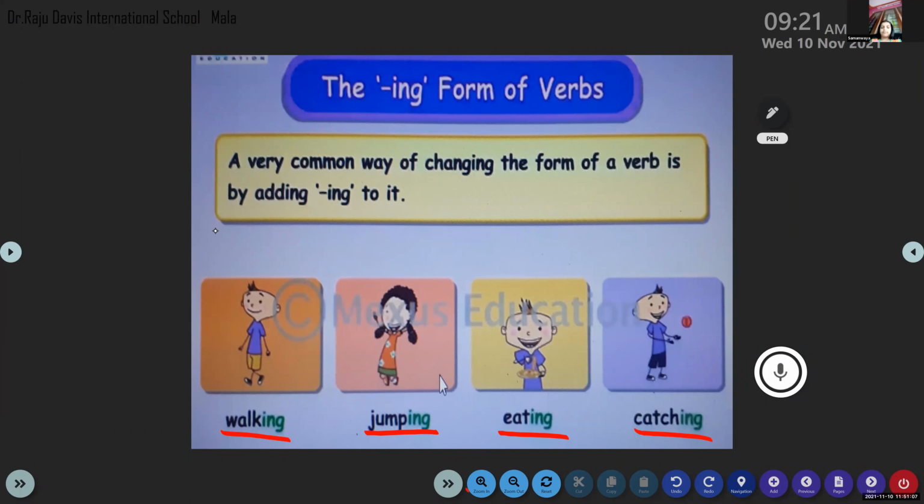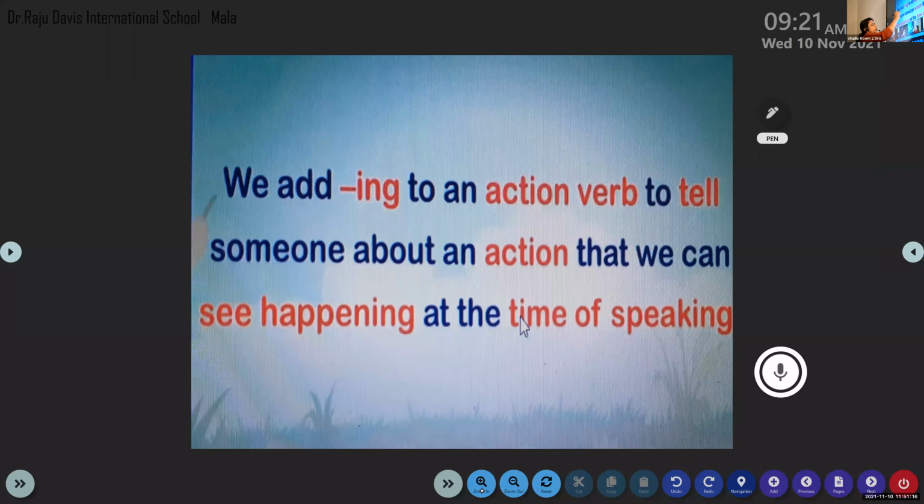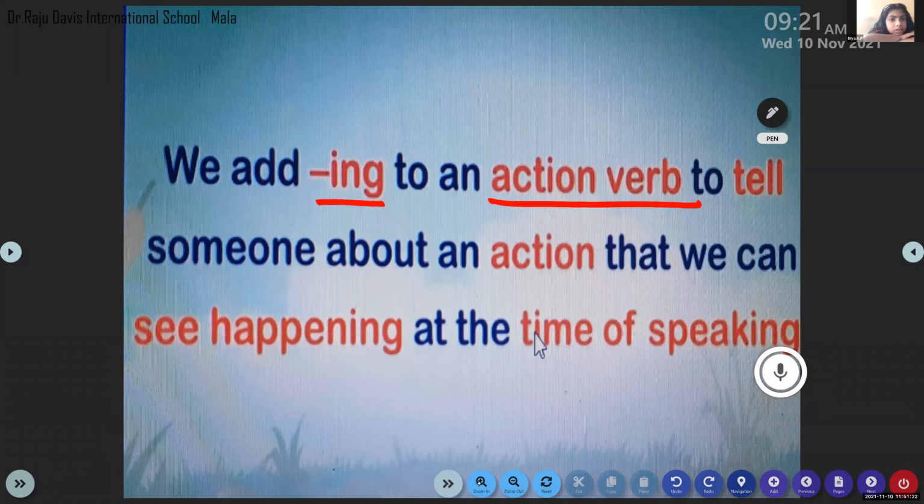Is that clear to all of you? Have all of you understood? Yes. So all of you, please see the slide. What do we do to the action verb? We add ing to the action verb to show that the action is happening now, at the time of speaking.